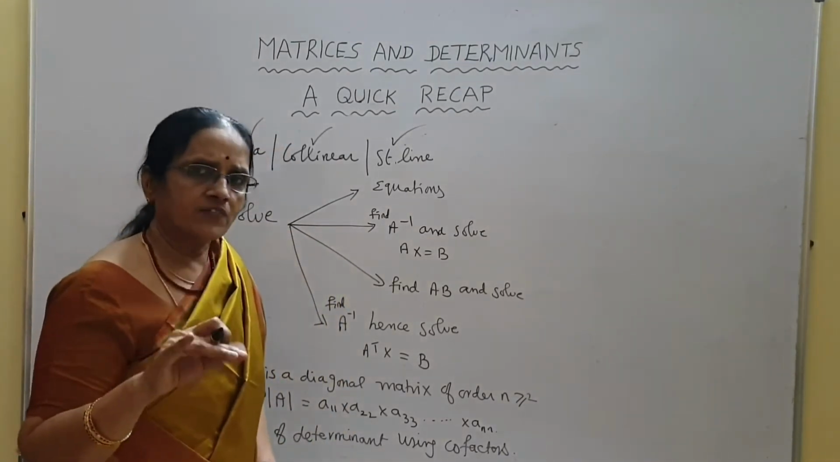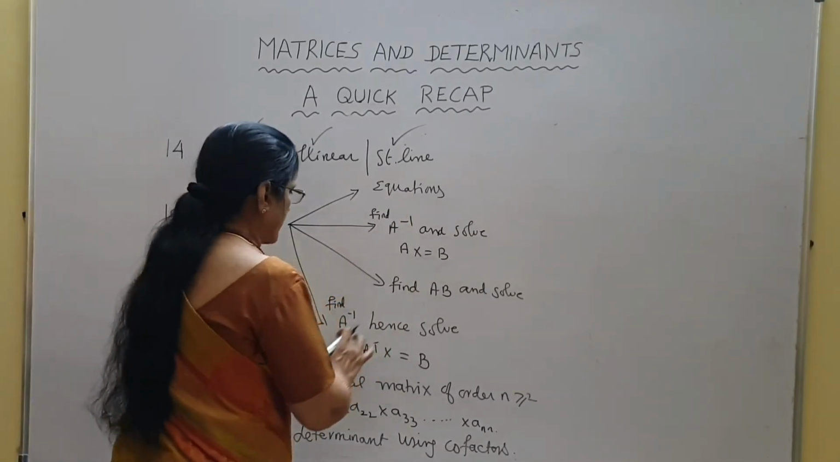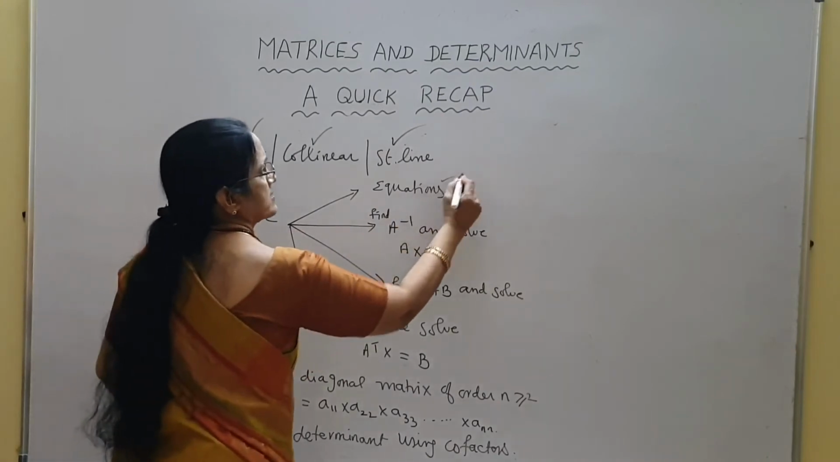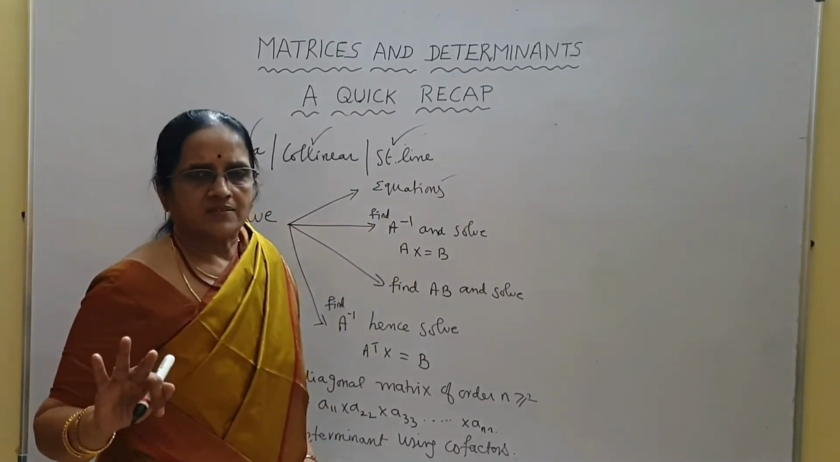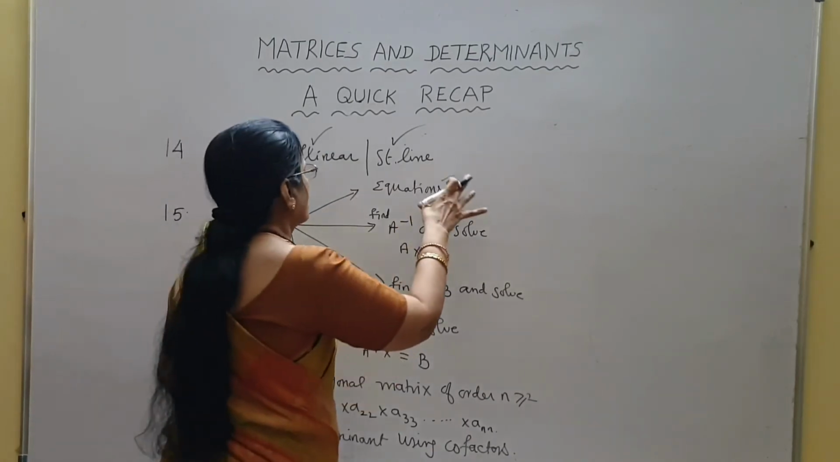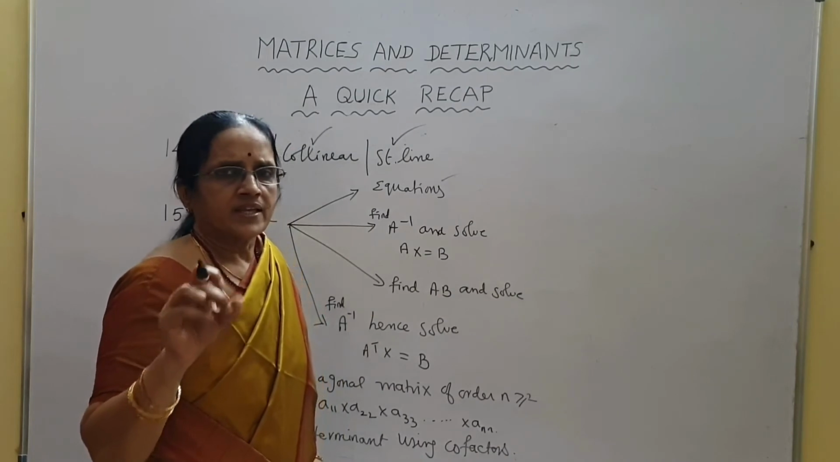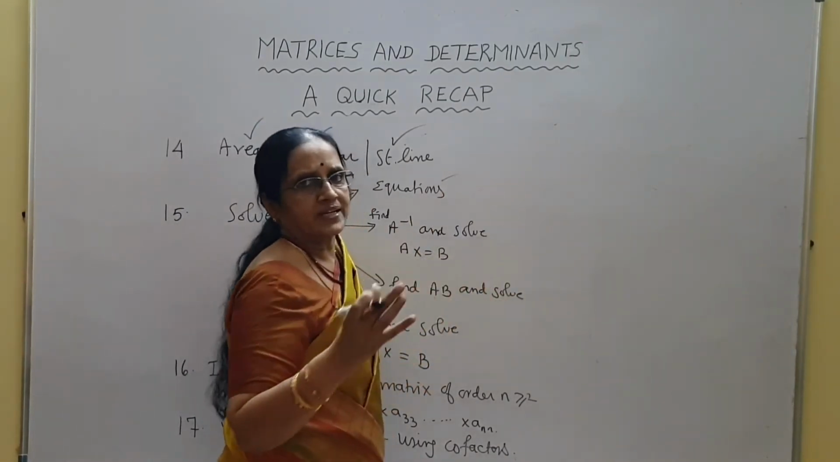Solving the system of linear equations. These are all the 4 types I have mentioned over here. The first one is equations. You will be given 3 linear equations and you have to solve to get the value for x, y and z. The first and the foremost step is you have to put those equations in matrix form.